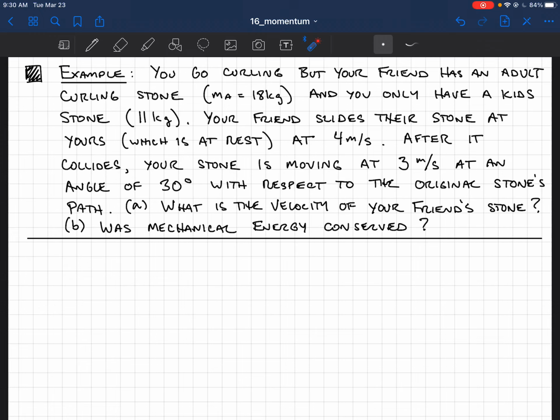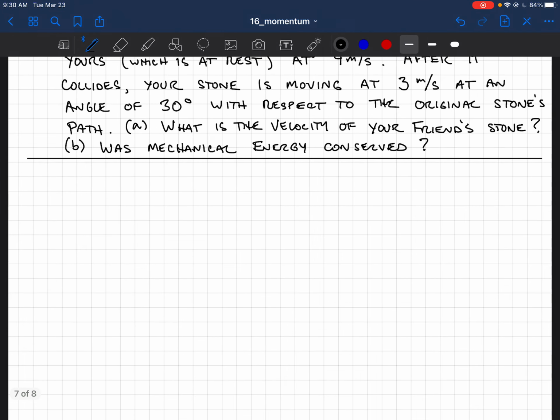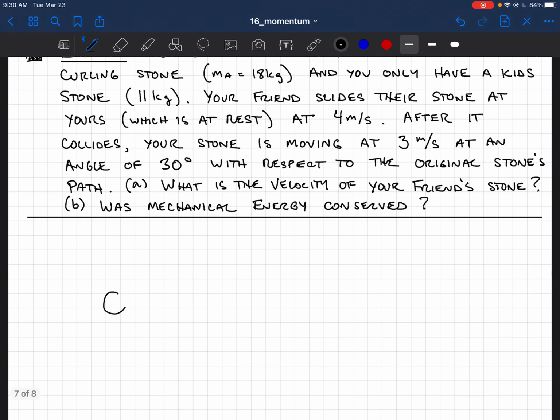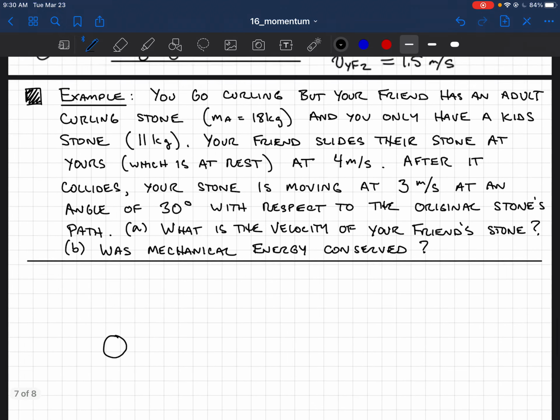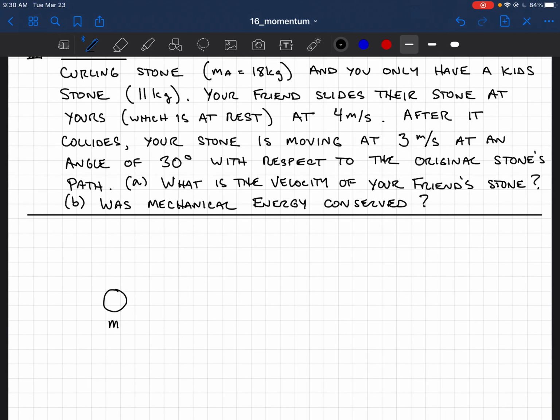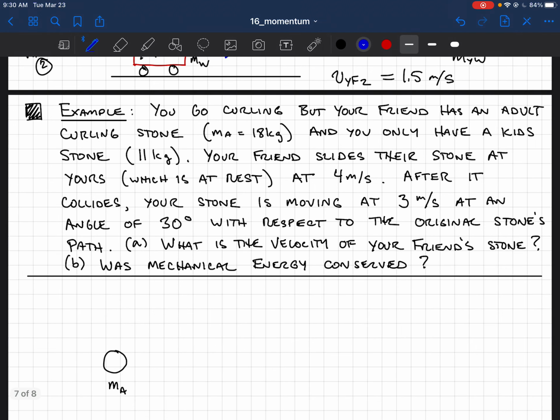Your friend slides their stone at yours, which is sitting at rest, and after it collides, the stone is moving in a certain direction. So we can see that this is a case of an initial situation and a final situation. So let's draw a picture for those two. So we have your friend's stone, which we're going to call MA here, and we're told that it moves with an initial velocity of 4 meters per second.